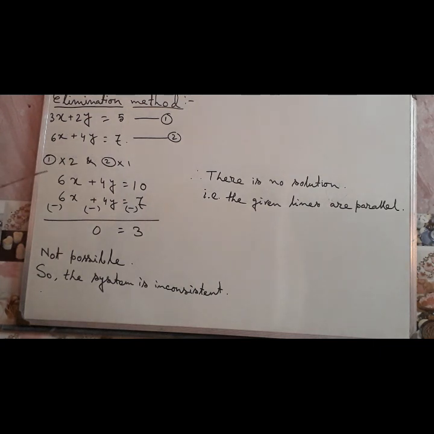If we multiply the first equation by 2, we will get 6x plus 2 into 2, that is 4y, equal to 5 into 2, that is 10. And the second equation by 1 will remain the same, so 6x plus 4y is equal to 7. Now subtracting, 6x and 4y, both of these will be eliminated, and 10 minus 7 is equal to 3. Oh my god, 0 is equal to 3. How is it possible? It is not possible for any value of x or y. So the system is inconsistent. That means there is no solution.